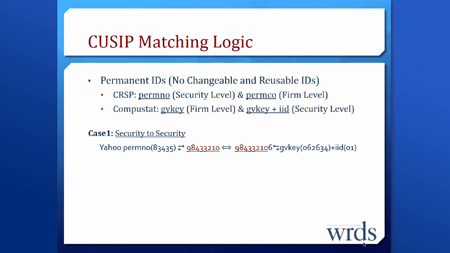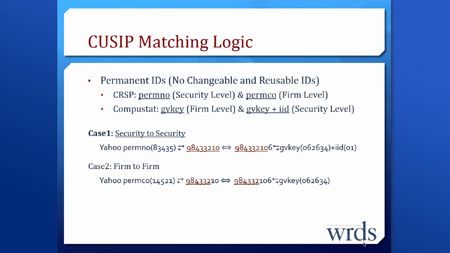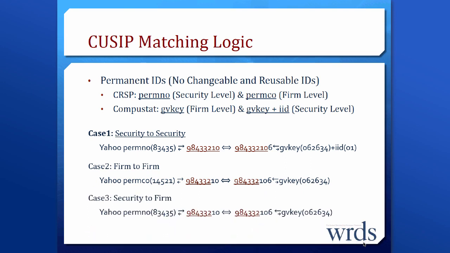There are at least 3 ways I'm going to show you today, but I'm going to focus on the first case. Case 2 is firm to firm. You basically match the issuer part of CUSIP, i.e. the first 6 digits in CUSIP, between Compustat and CRSP. And you can also merge PERMNO by using the first 6 digits in CUSIP with the first 6 digits in CUSIP in Compustat. Either way, you can match those 2 databases.